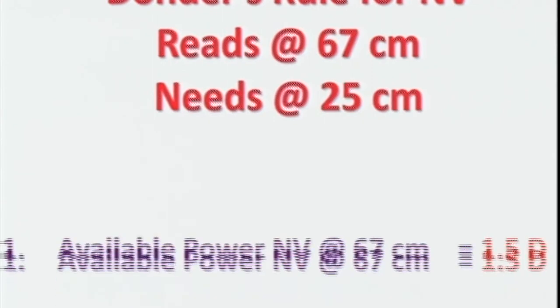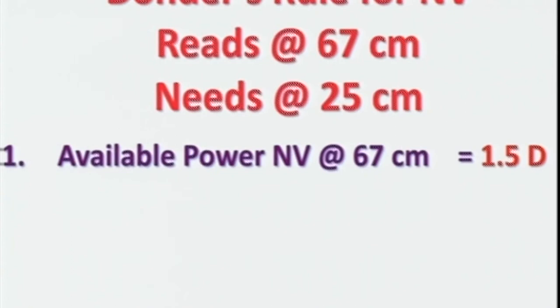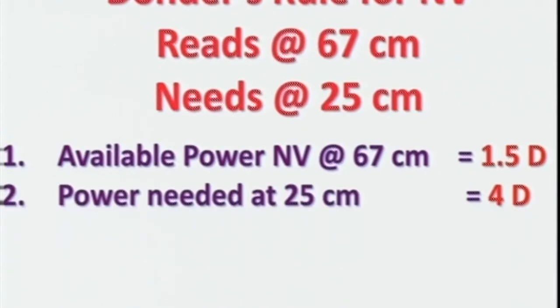So here, the patient reads at 67 centimeters and needs to work at 25 centimeters. What is the available power if you have to read at 67 centimeters? How much power do I have? 100 by 67 is what? 1.5, correct? So I have a power of 1.5 diopters. I need to work at 25 centimeters. So what power would I need? 100 by 25 is 4. So I need to have 4 diopters.